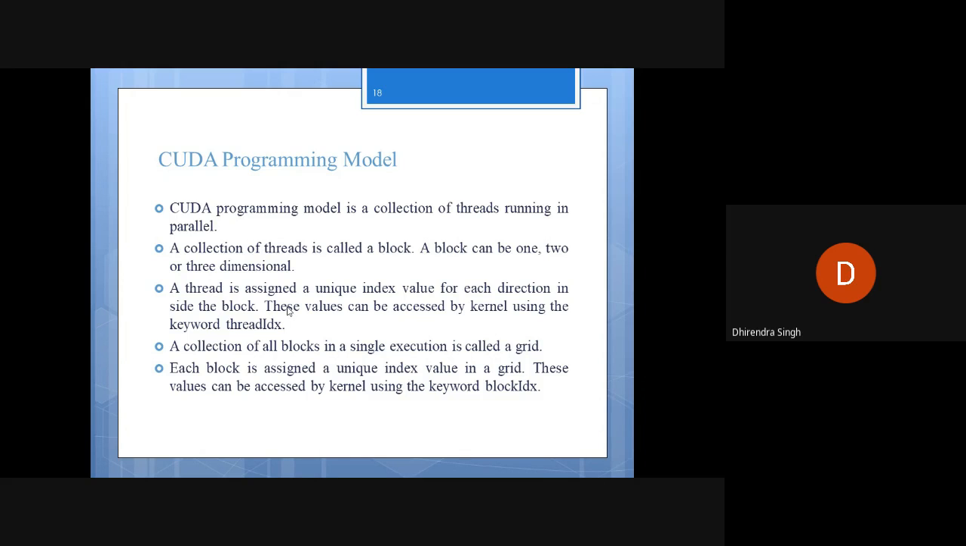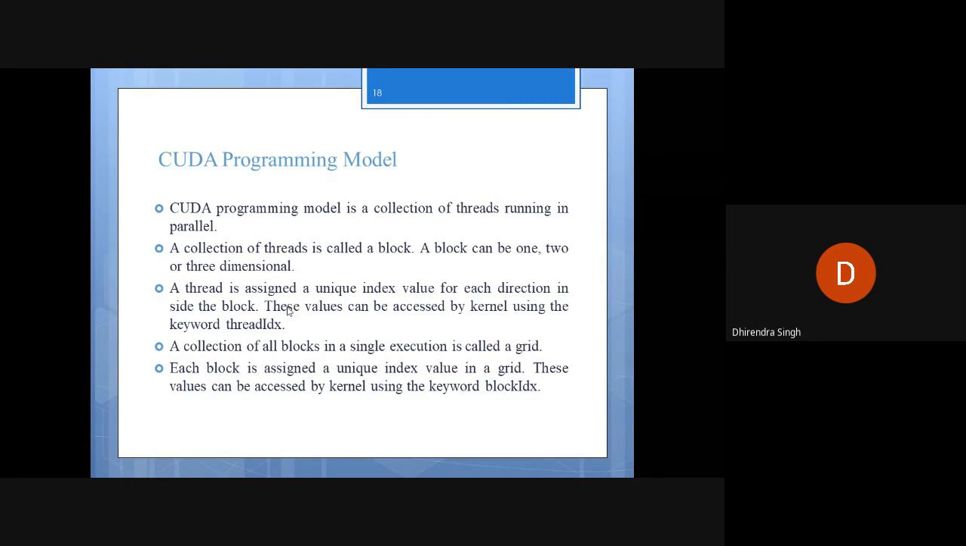A collection of threads is called a block. Like we have to create 1,000 threads. We are not going to write anywhere, create 1,000 threads. What we will do is create a block. Suppose we have created a block of 100 threads. So actually we need 1,000 threads, so we have to create 10 of this type of block. The block size is 100 threads, and the number of blocks is 10.